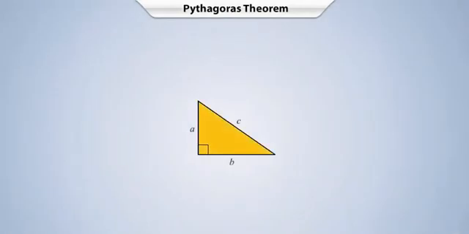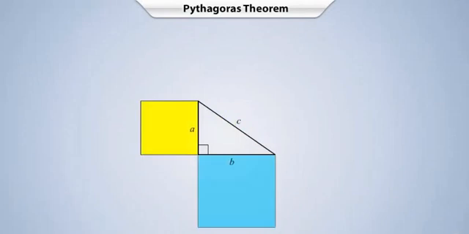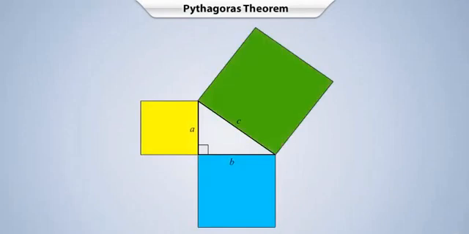Here's a right triangle whose legs measure A and B units and whose hypotenuse measures C units. Let's construct squares of sides A, B and C along each of these sides respectively. We'll call these square 1, square 2 and square 3.